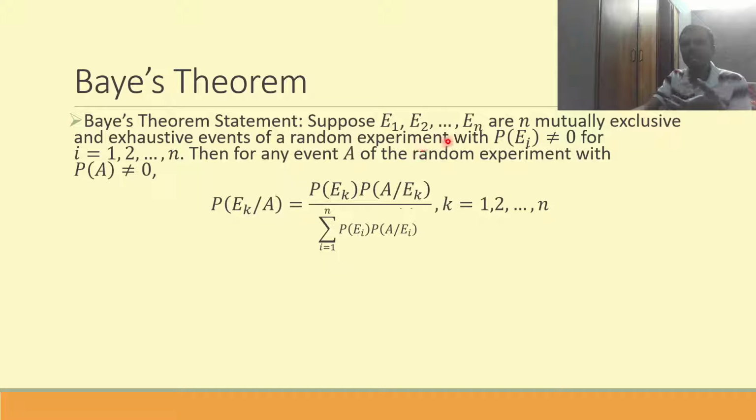suppose E1, E2 and so on till En are n mutually exclusive and exhaustive events of a random experiment with P of Ei not equal to 0 for i equal to 1, 2 and so on till n. Then for any event A of the random experiment with P of A not equal to 0, P of Ek given A, P of Ek by A sometimes we call it, is this.